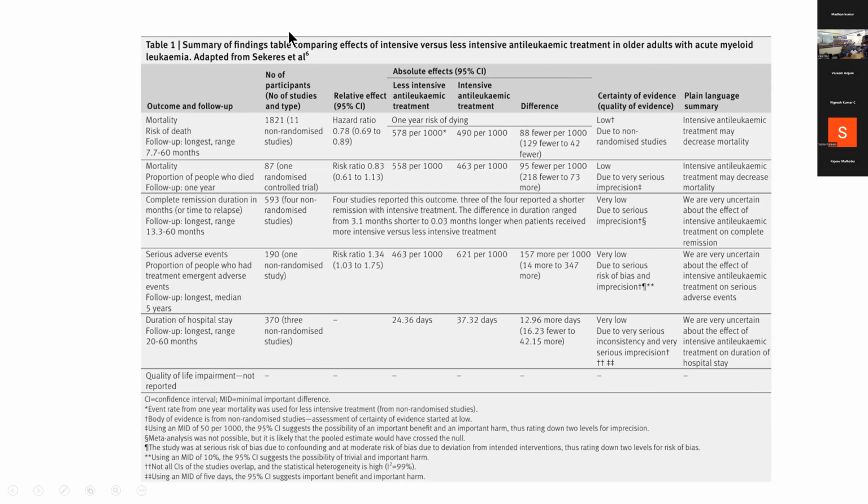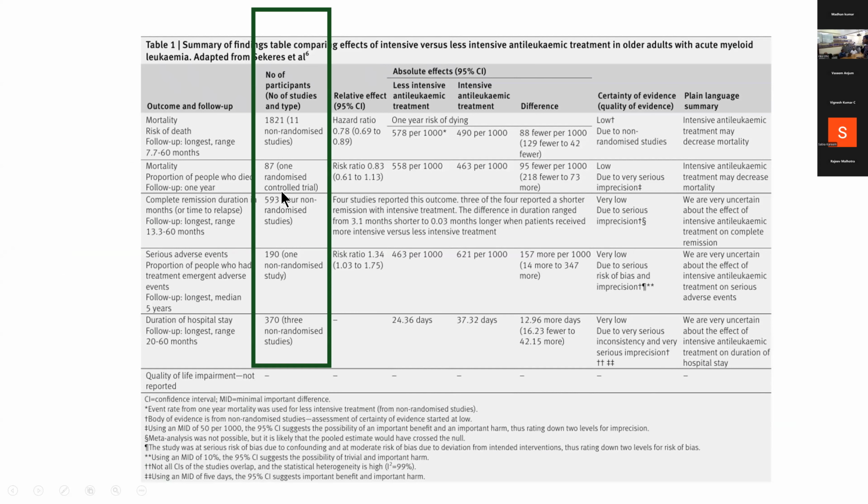Now, this is an example of a summary of findings table which was adapted from this particular systematic review. This looks at intensive versus less intensive anti-leukemic treatment in older adults with acute myeloid leukemia. If you look at this column, on the rows, you have the outcomes: mortality, remission, and serious adverse effects. The first column tells you where the evidence is coming from, the number of participants and what kind of studies. For example, for the first outcome, mortality, you have 1,821 participants in the overall review, and the evidence is coming from 11 non-randomized studies.